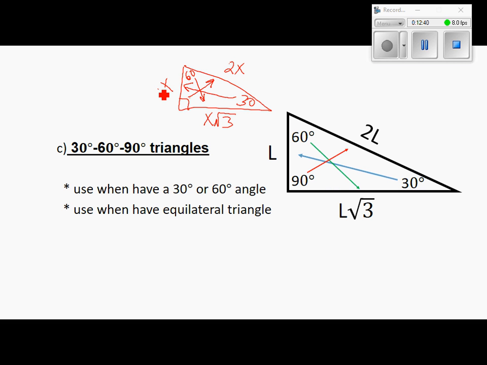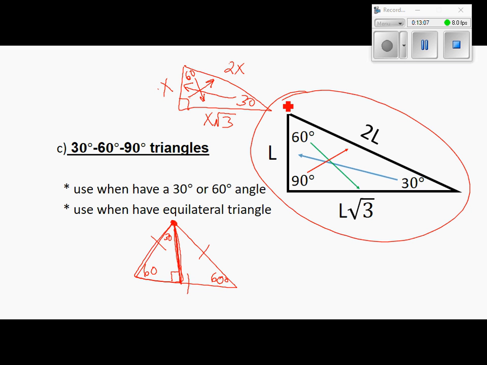Know when you have an equilateral triangle. If I draw this triangle and I tell you it's equilateral, you know all the angles are 60 degrees. And if we draw in an altitude, remember an altitude goes from a vertex to the opposite side and forms a right angle, then we know each of these 2 triangles that we formed are 30, 60, 90 triangles. And we could use all this information that we've just talked about.